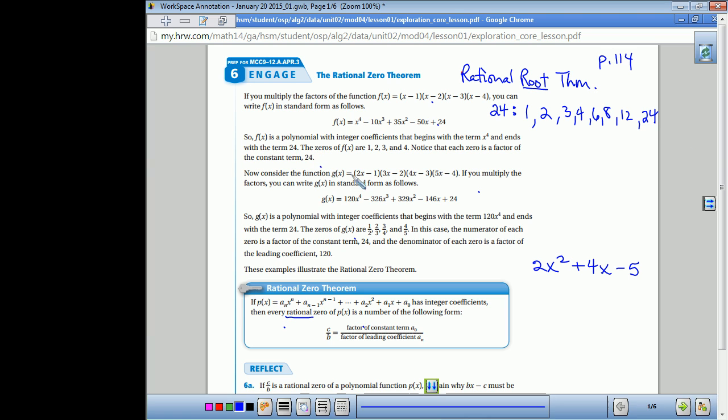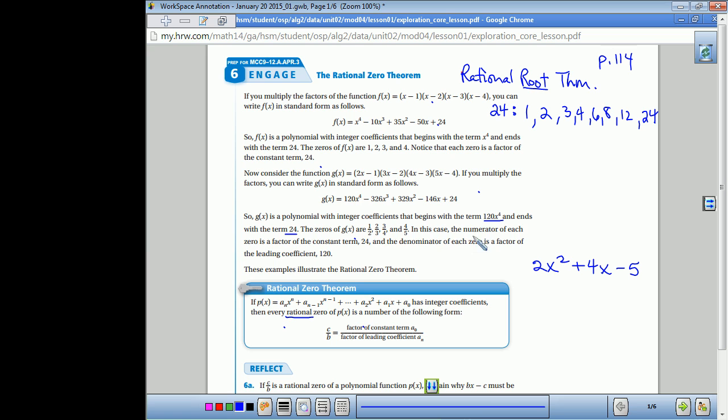Now, it asks us to consider a second function. G of x equals 2x minus 1, 3x minus 2, 4x minus 3, and 5x minus 4. So all they did was add some coefficients to these, didn't they? And so if we were to multiply all this back, we would get this function in standard form. G of x is a polynomial with integer coefficients that begins with the term 120 x to the fourth and ends with the same constant 24. And the zeros of this function are 1/2, 2/3, 3/4, and 4/5.